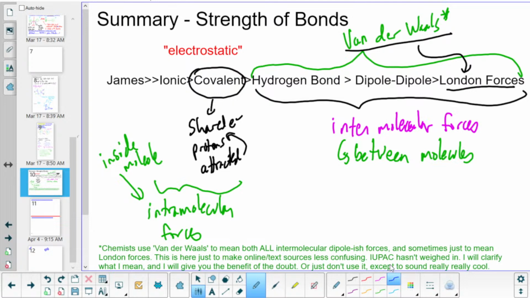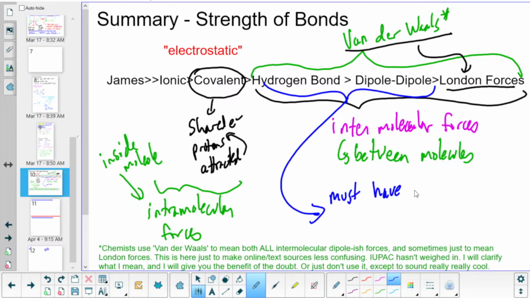For these, dipole-dipole and hydrogen bonding, and I'm going to color code it because I'm overwriting things, must have molecular polarity. And what are the two things that you need to have for molecular polarity? Asymmetry and a polar bond.